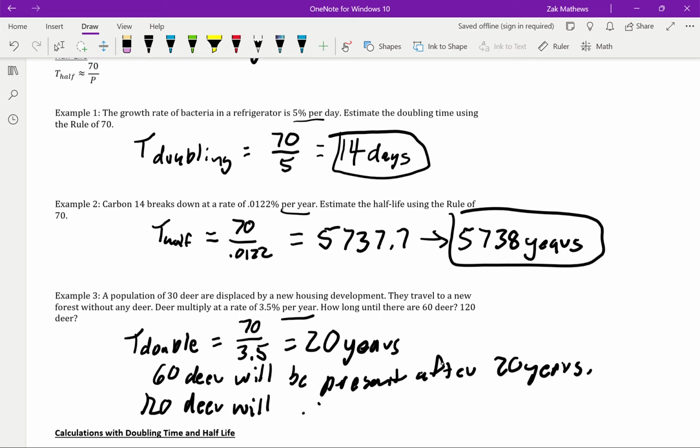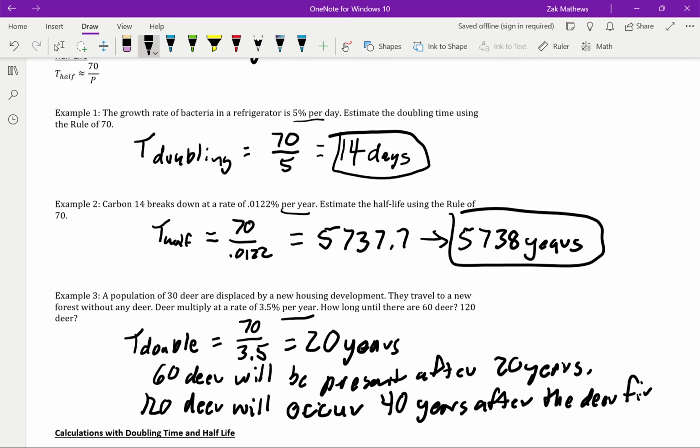Clean that up a little bit. An additional 20 years, or 40 years, after the deer first moved in. We had two doubling periods. We doubled from 30 to 60, and then we doubled again from 60 to 120. So it makes sense. We've doubled twice. That's 20 years and 20 years, or 40 years.